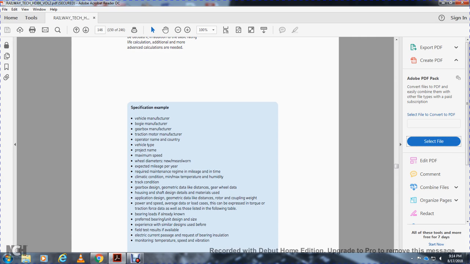track condition, gear design, geometrical data, distance and gear wheel data, housing, shaft and design, detailed material sheet with the application design, geometrical data, distance, rotor and coupling weight, power and speed, average of the load case that can be expected, and torque with the traction force as well.